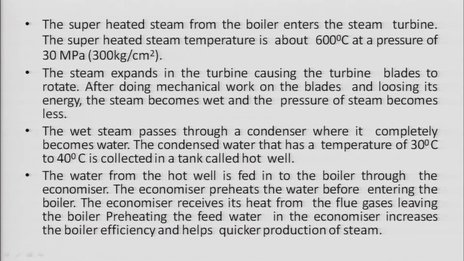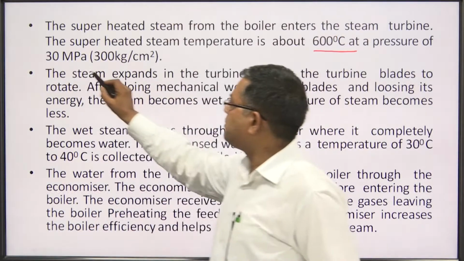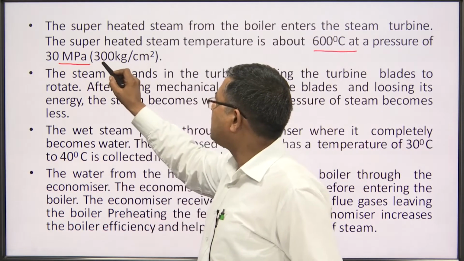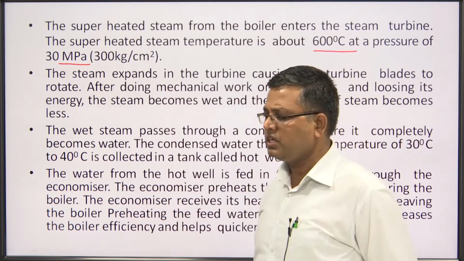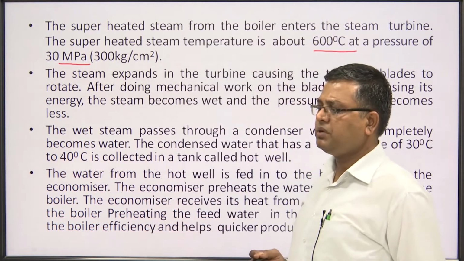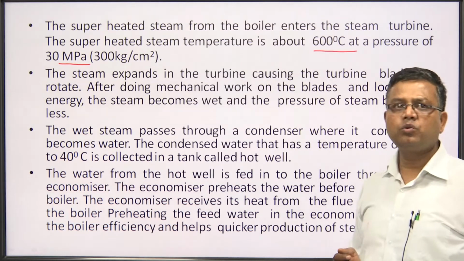So, you can see here the superheated steam from the boiler enters the steam turbine. The superheated steam temperature is about 600 degrees Celsius and the pressure is approximately 30 megapascal, or you can say 300 kilogram per centimeter square. The steam expands in the turbine, causing the turbine blades to rotate.